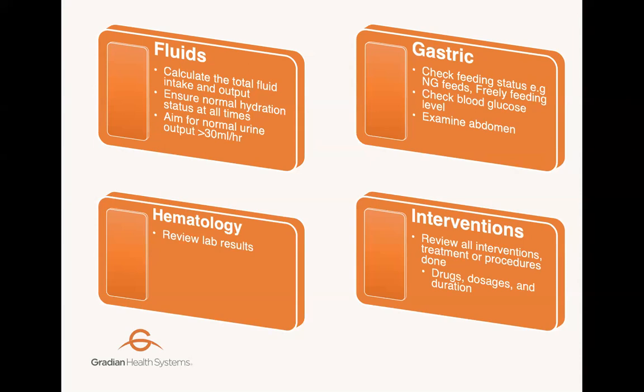But if you are dealing with a pediatric patient, consider 1 to 2 mils per kg per hour as the appropriate urine output that you are aiming for.